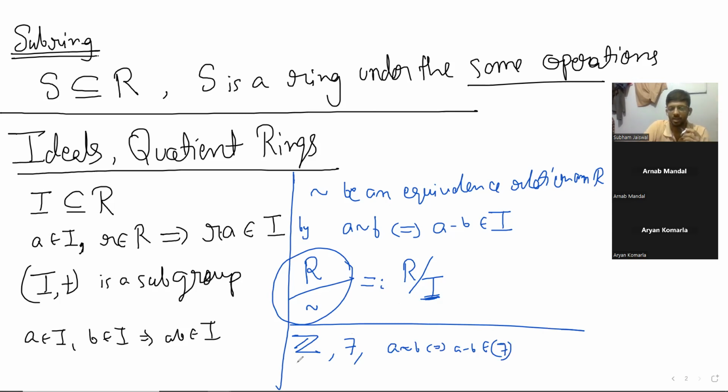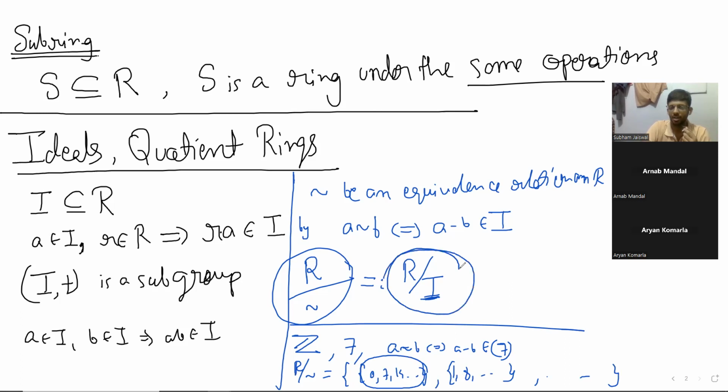Then what happens? Then this R quotient I is a set. And what are its elements? Its elements are also sets, but they are now elements. 0, 7, 14 is one element which we just call 0. You don't write the set. Similarly, 1, 8 we maybe just call 1. Take one representative and we represent that part by that thing, and we think of it like a thing. We don't think of it like a set. So this is an example. This is called the quotient ring.